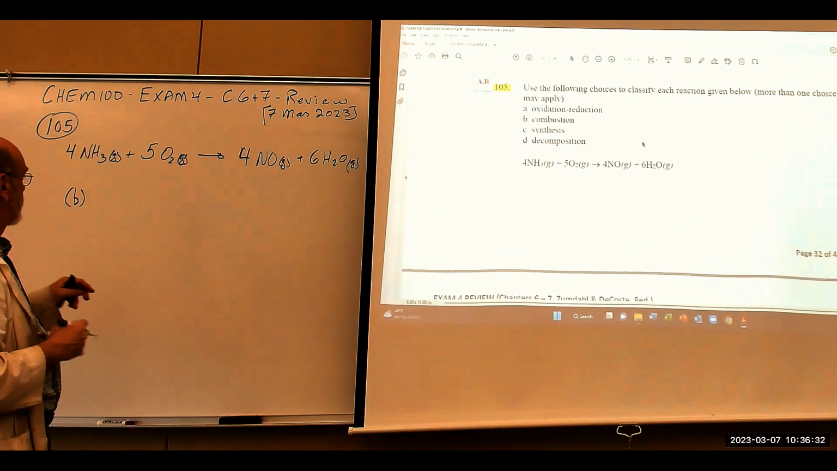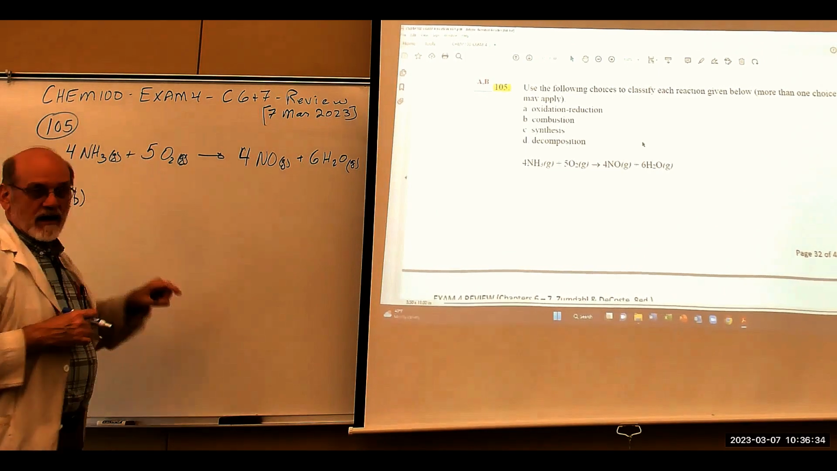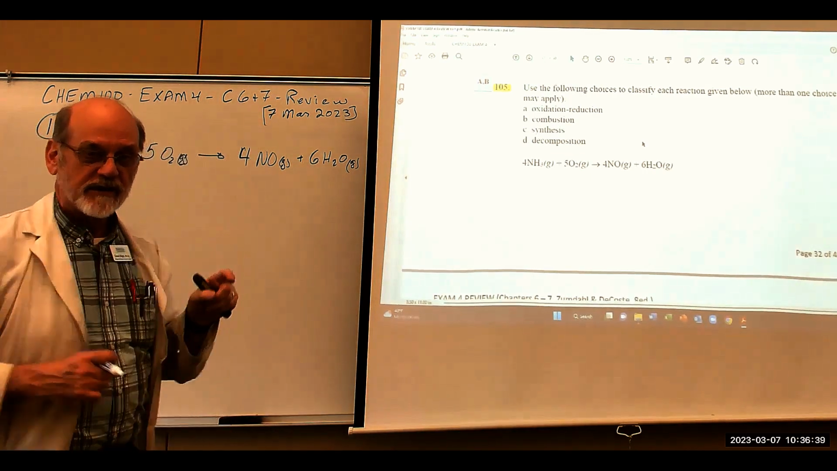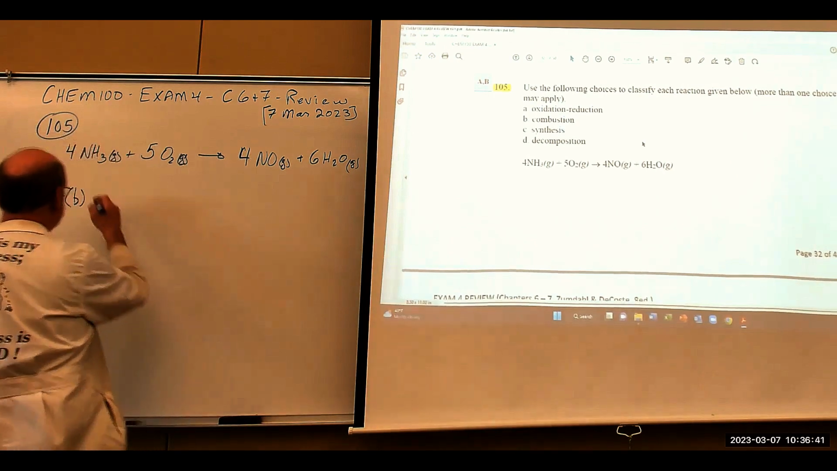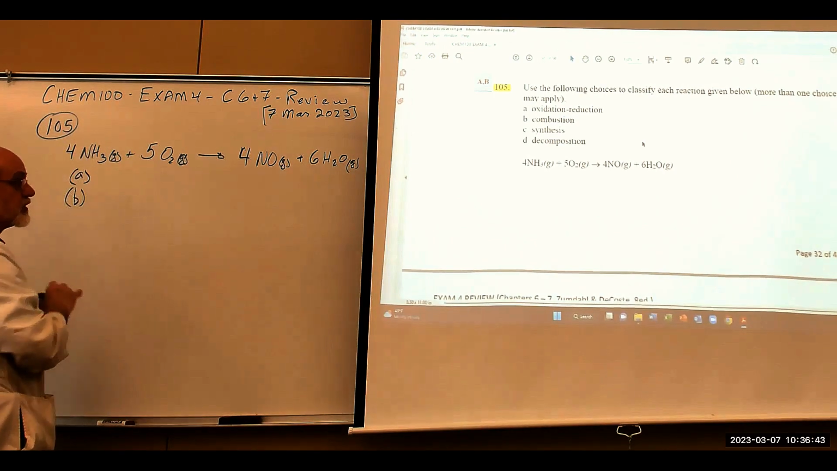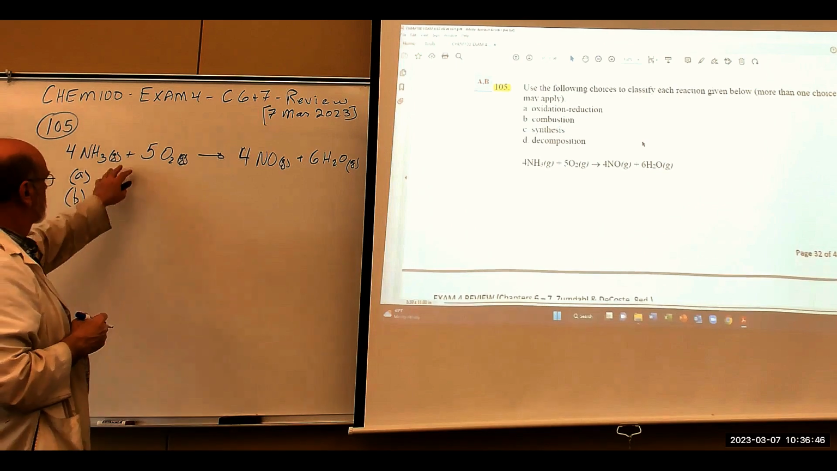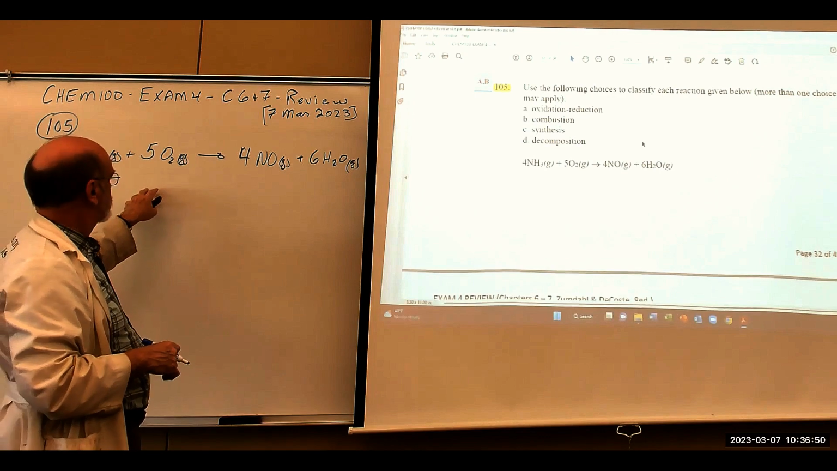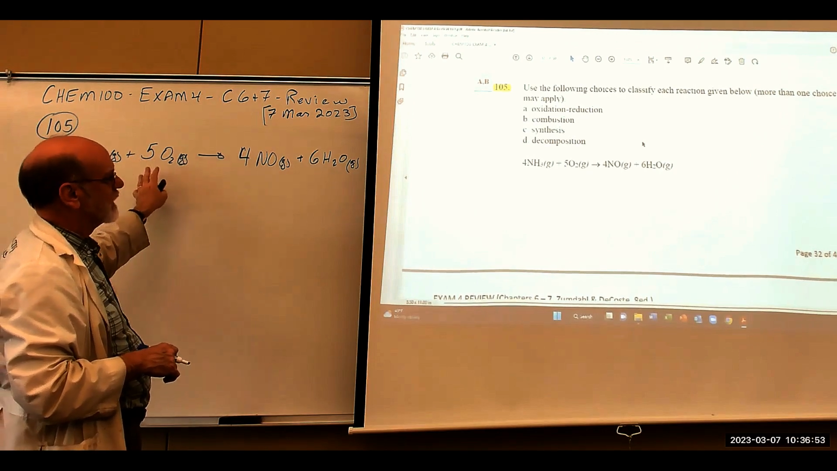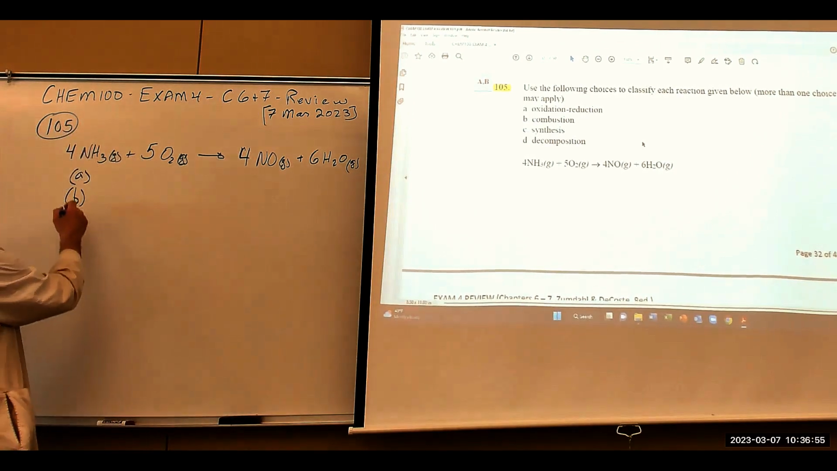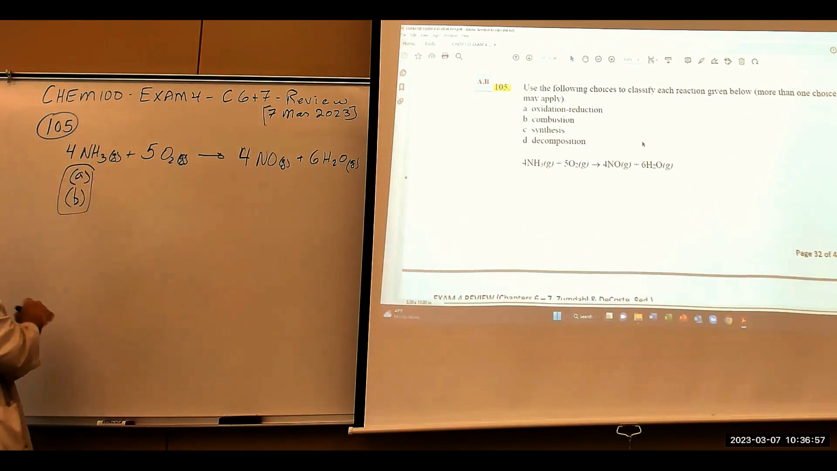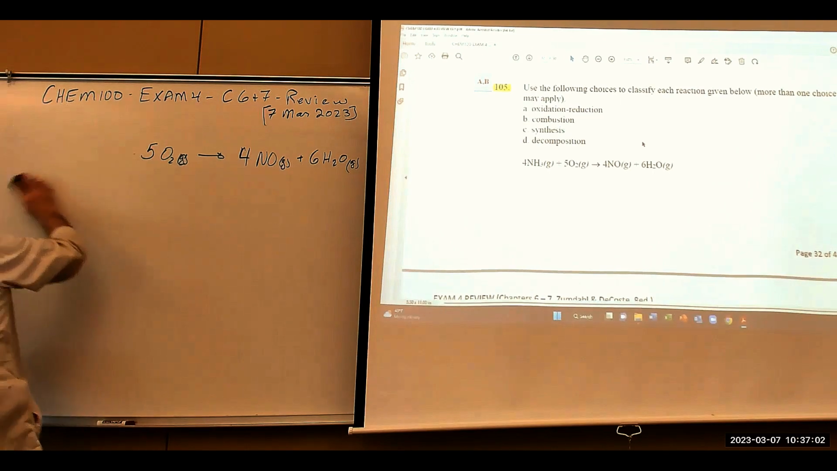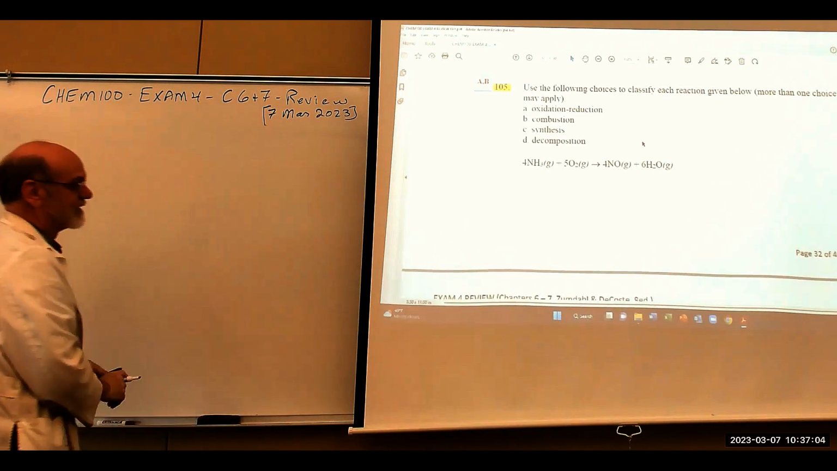What else do we have? Well, all combustion reactions are oxidation reduction. So is that one up there? Yes, A. Okay. So we have those 2. What about the other? Synthesis? No, we're not making a more complex out of simple. Decomposition? No, we're not making simple out of complex. So the only 2 up there that work are A and B.